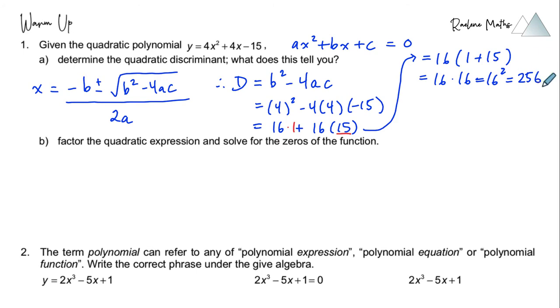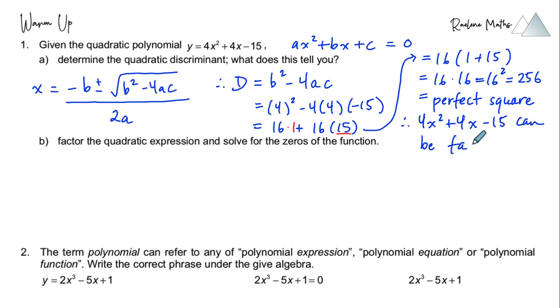But I'm less interested in the fact that this is 256 and more interested in the fact that 256 is a perfect square, because that discriminant goes under the square root sign. When I take the square root of a perfect square, I get a whole number. Because the discriminant is a perfect square, we are able to simplify the quadratic formula without having any radicals. Therefore the quadratic expression 4x squared plus 4x minus 15 can be factored. This is really what a perfect square discriminant tells us.